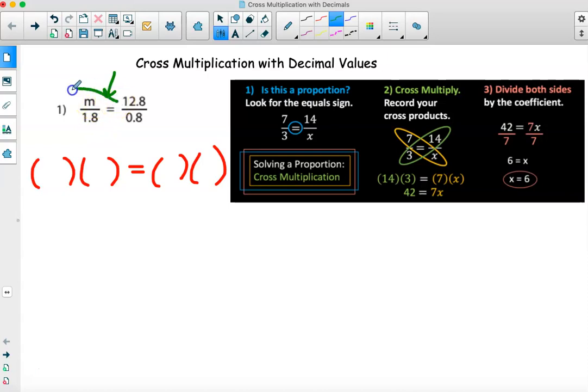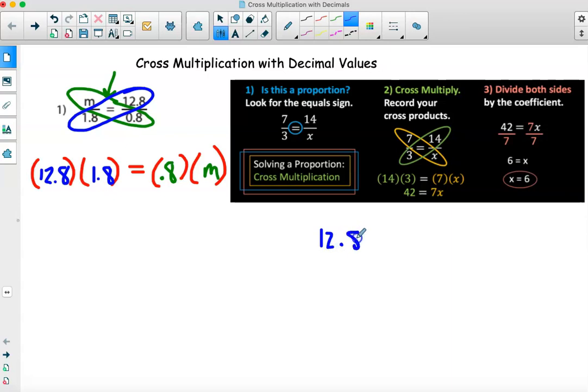I'm going to start by multiplying across the m by the 0.8. And you want to put the variable second and the number in the front, so the coefficient in front and the variable second. And then I'm going to multiply across this way, and I'll plug in the 12.8 here and the 1.8 here.